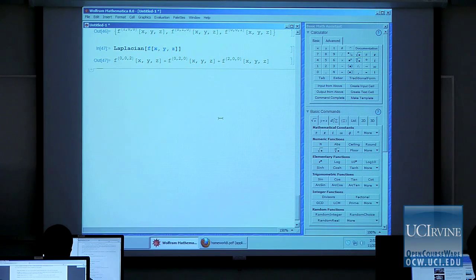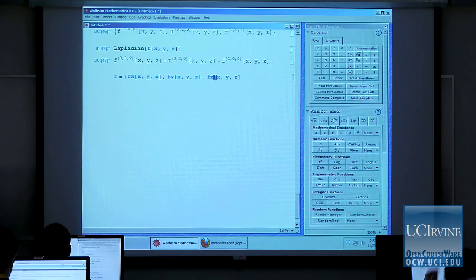All right. Next thing we're going to do is define a generic vector field. So I'm going to define now f is equal to, so it's going to be a vector, fx of x, y, and z, fy of x, y, and z, and fz of x, y, and z. Okay, so this is the Mathematica version of what I wrote on the board, defining a vector field, which is a function that at the point x, y, and z is actually a vector as opposed to a scalar.